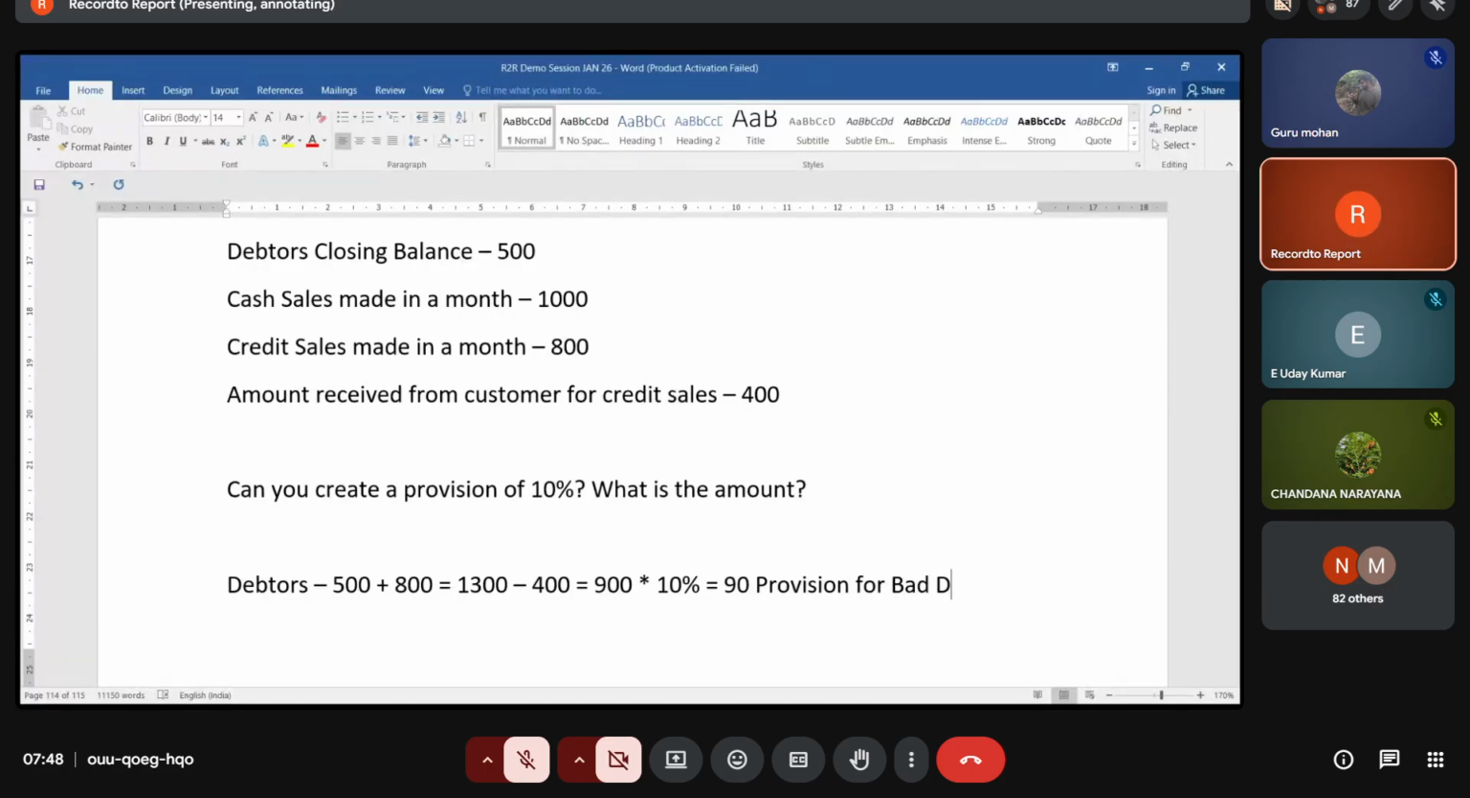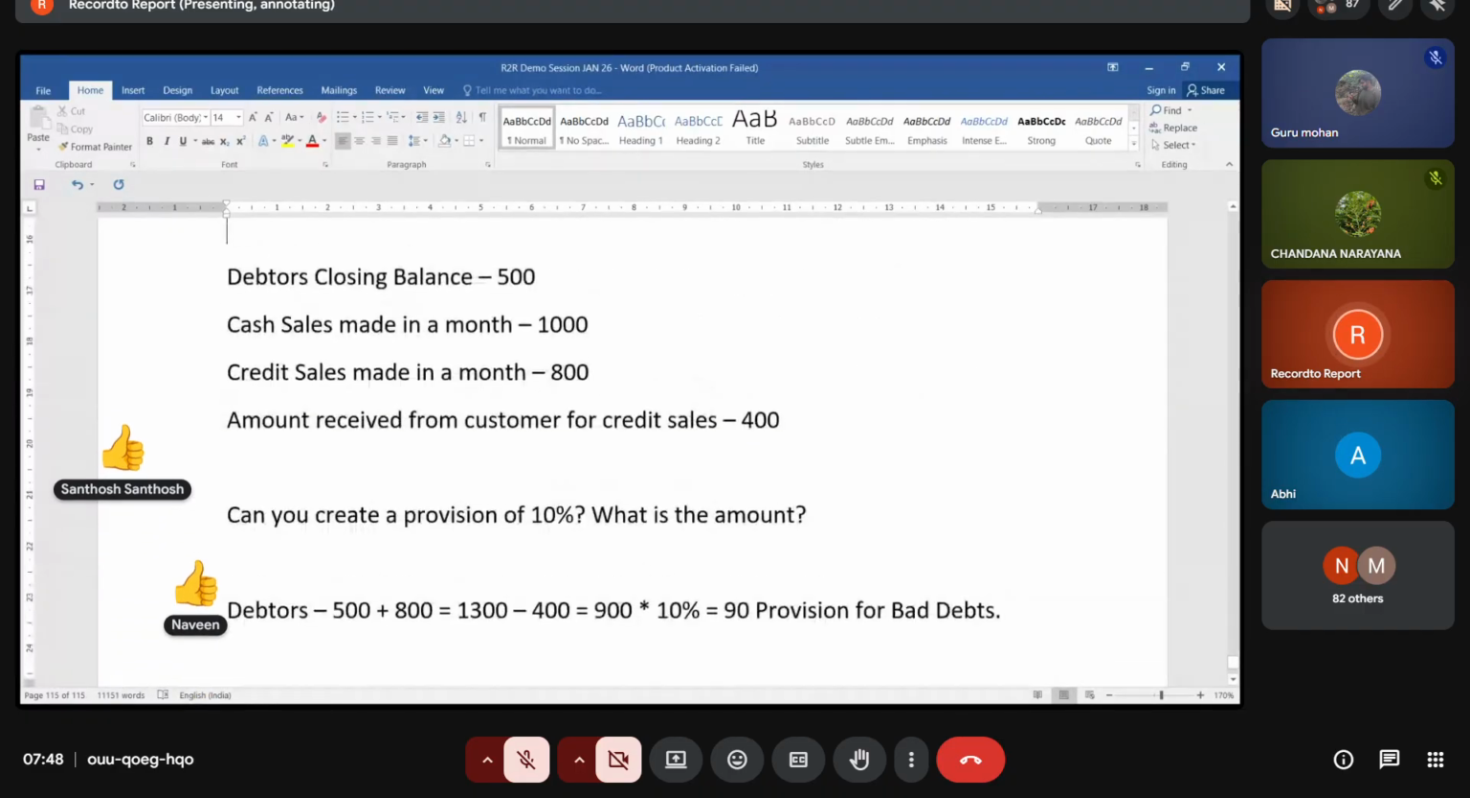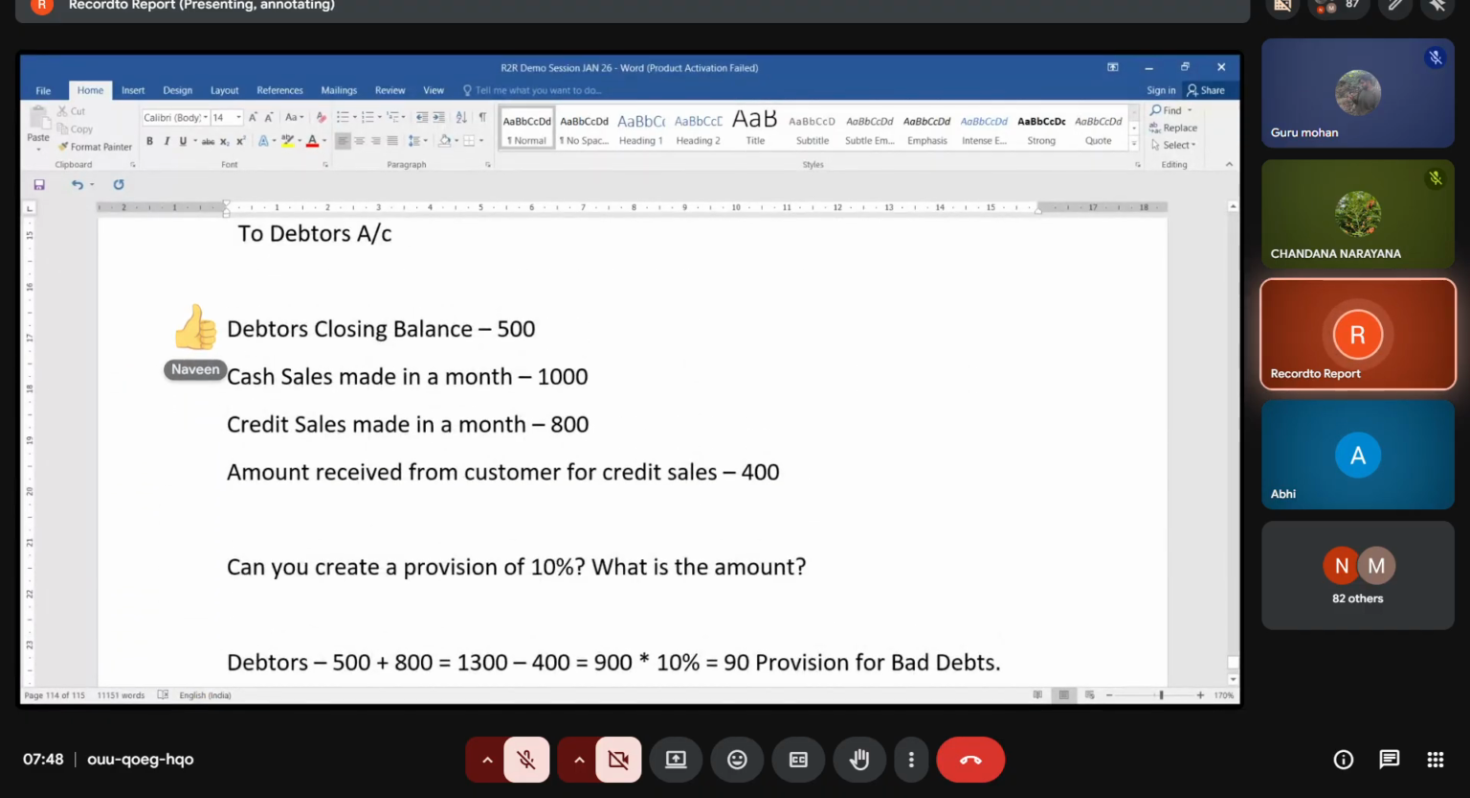Do you understand this? Yes. So this kind of scenario-based question we can expect many times in interviews, guys. In the Infosys interview, they gave the same kind of question. Your debtors' closing balance is 500. Don't consider cash sales while considering the bad debts, guys, only credit sales.